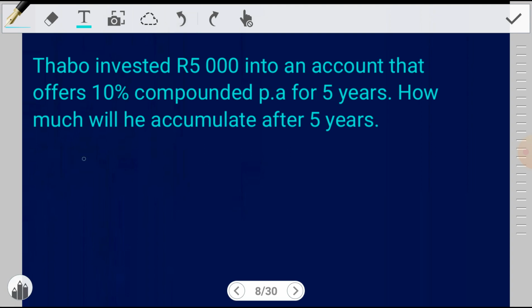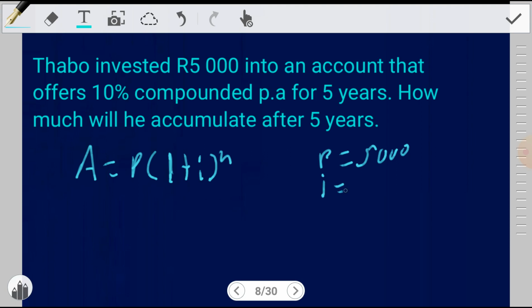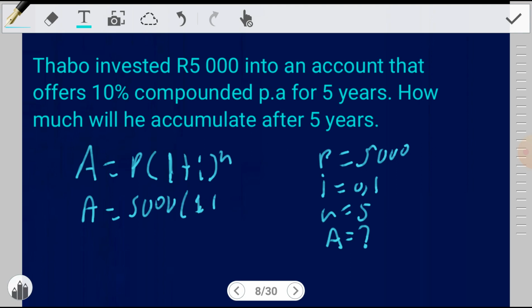Since it's compound interest, we say A is equal to P into 1 plus I all to the power of N. We've got P, which is 5,000, and I, which is 0.1 because 10 divided by 100 is 0.1, and N, which is 5, and we are looking for A. So we've got 5,000 into 1 plus 0.1 to the power of 5, because the number of years is 5.